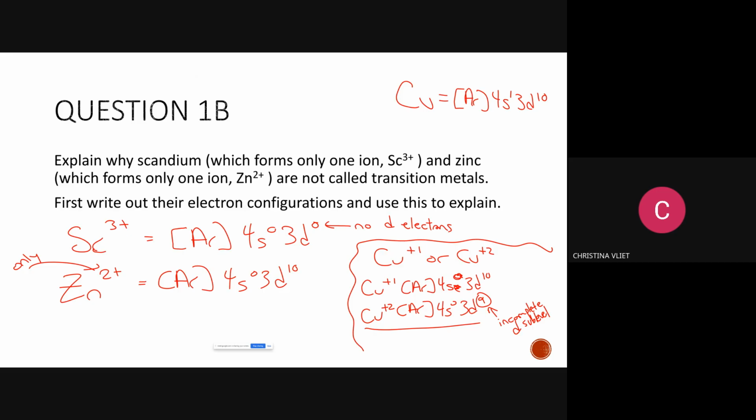So you've got to know scandium and zinc are not considered to be transition metals because they do not have an incomplete D sublevel. For scandium, its D sublevel is empty. For zinc, its D sublevel is full. And those are the only ions for these two that you could have, which is why they're considered not to be transition metals. Whereas with copper, copper had that +1 and +2 option. So although copper +1 would be full, copper +2 isn't. So copper +2 is still, that's why copper is still considered a transition metal.